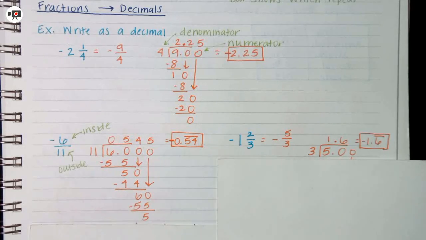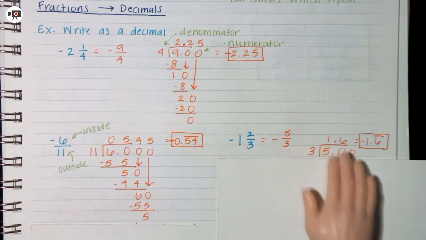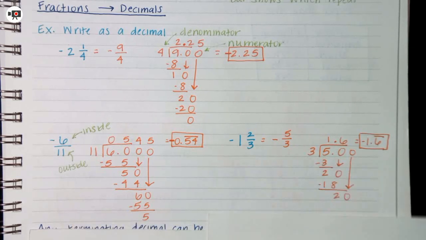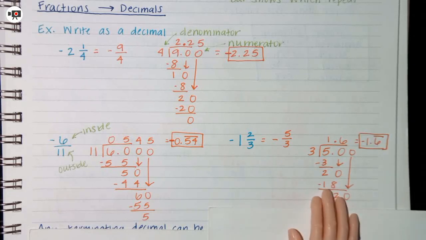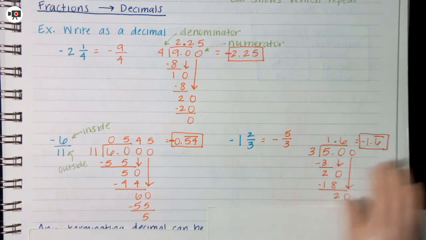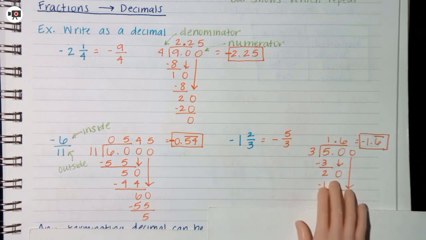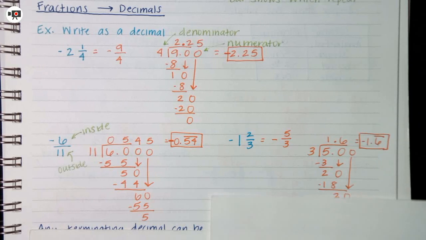And for negative 1 2/3, I would change this to an improper fraction and then have 5 divided by 3 and see that I will also get a pattern, because I do 20, which is 6 times to get 18, subtract and I get 2, bring down a 0, and that's 20, and I just did that. So the 6's came from the 20, and those are going to be repeated. So that's negative 1.6 repeating.